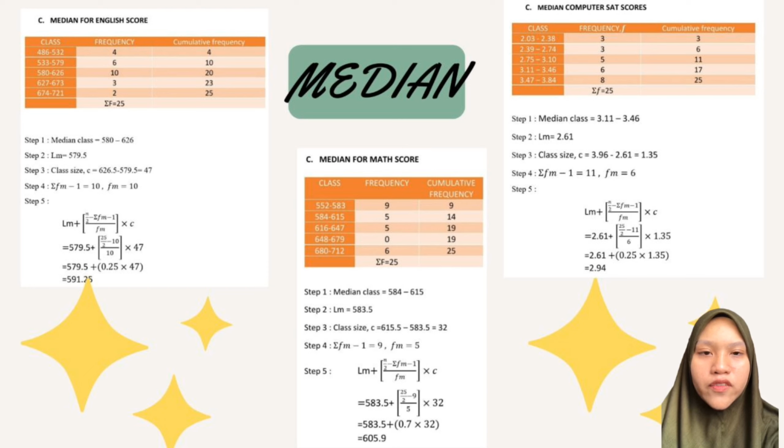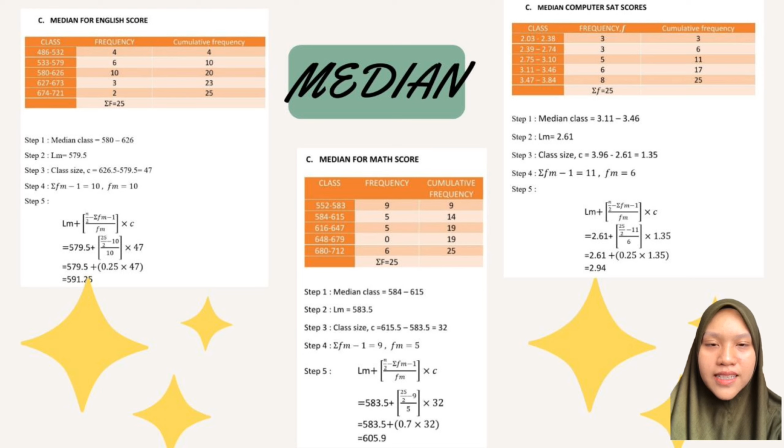591.25 for English. The median for the computer SAT score is 2.94. About 50% of the university students get less than 2.94, and the other 50% get more than 2.94 for computer SAT.